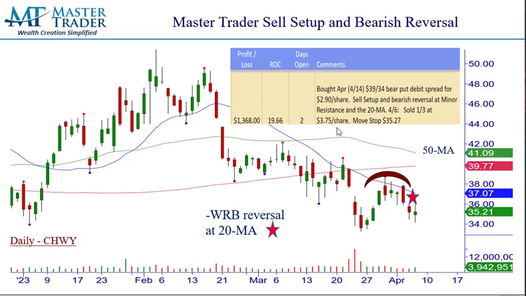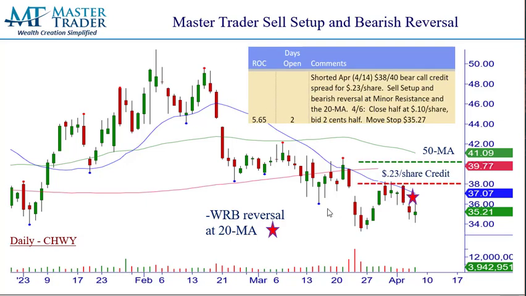If you have multiple contracts, $3.75 a share, and we bought it at $2.90. You can do the math on that. And then we moved the stop, went into trail mode. So for a 2-day trade, we made almost 20% return, $1,368 on a beautiful setup, high probability.